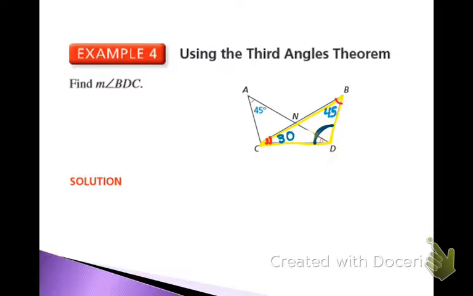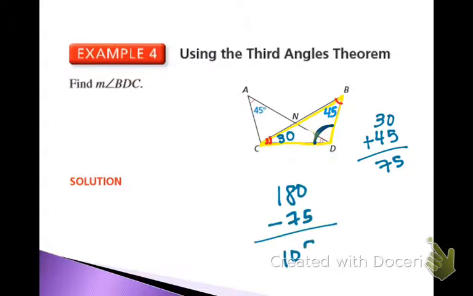If you see that, how do we find a missing angle in a triangle? Add up the two angles and then subtract from 180. So that's exactly what we're going to do. We're going to add up our two angles. My two angles are 30 and 45, which is 75. So how do I find out how many degrees are left from 180? Subtract it. So that would be our final answer.